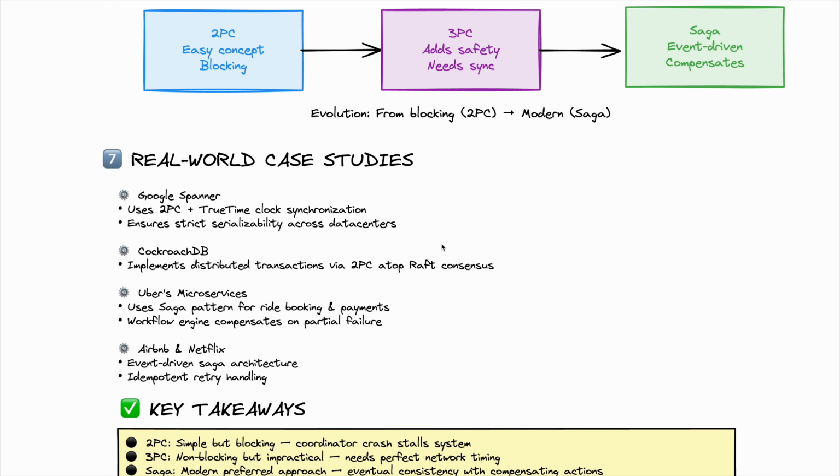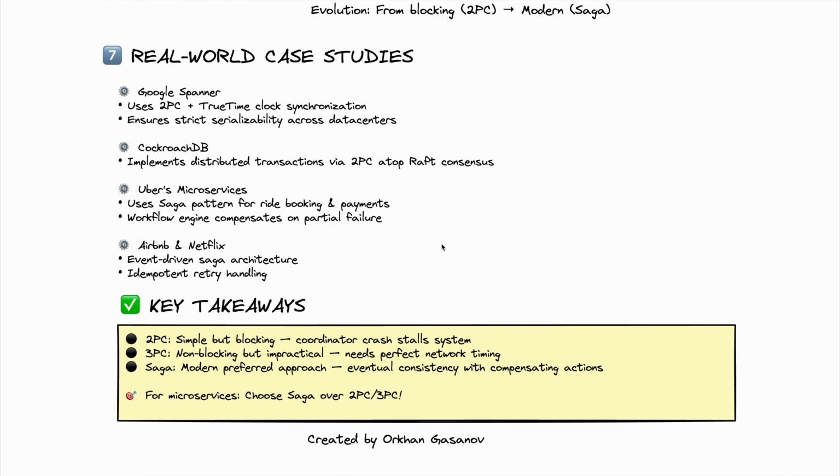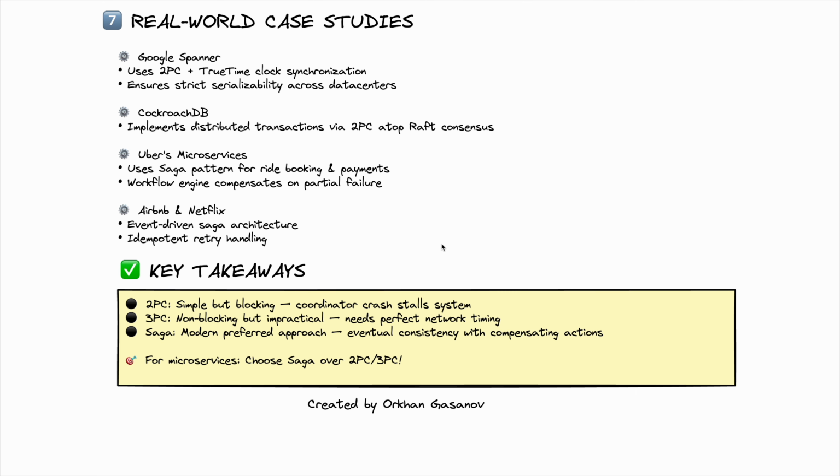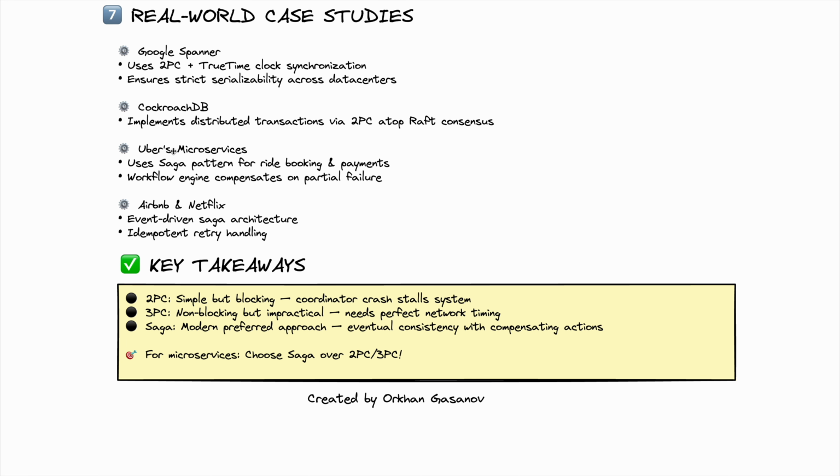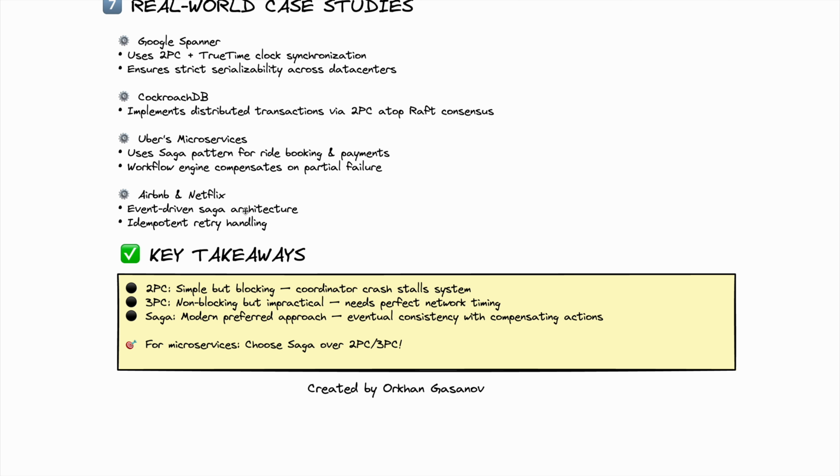So what are the real world case studies? As we have seen also earlier, the first one is Google Spanner. It uses the 2PC. We also have CockroachDB. It also uses the 2PC on top of the Raft consensus. We have Uber's microservices. It uses the Saga pattern for ride booking, for ride payments, and so on. Airbnb and Netflix are using an event-driven Saga architecture.